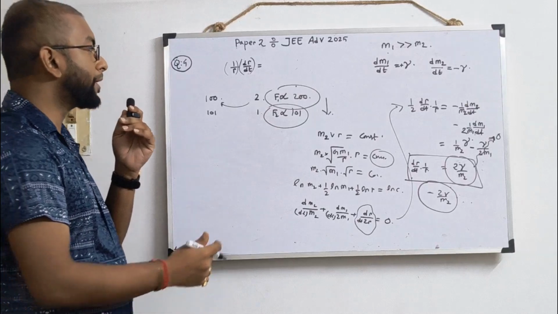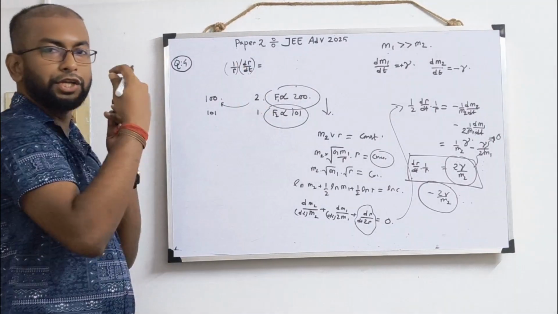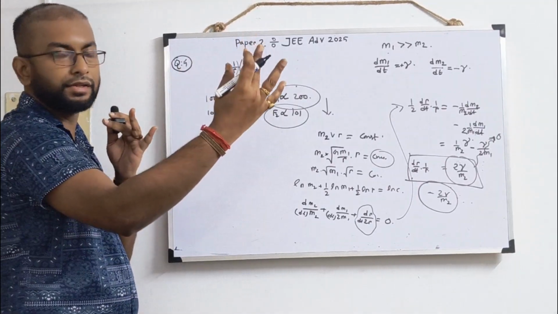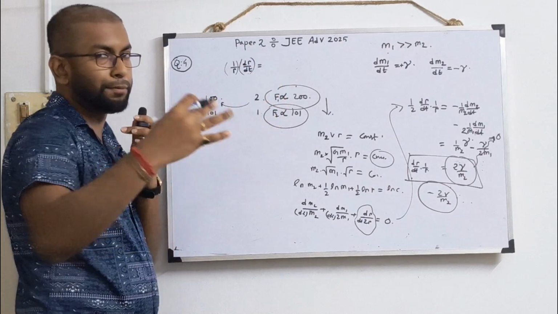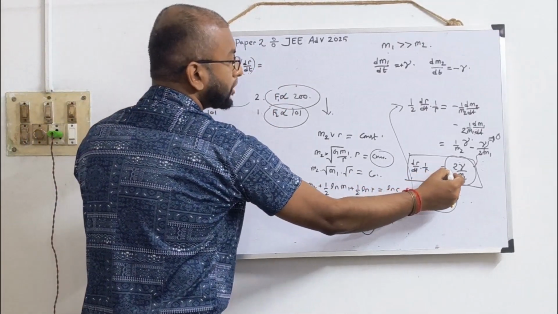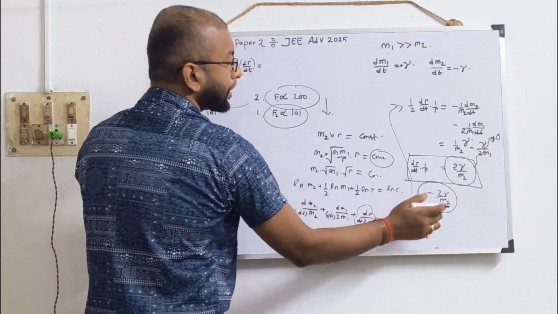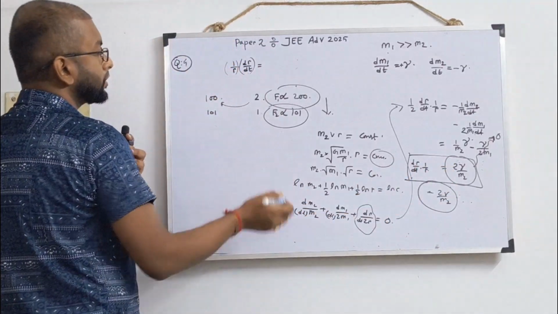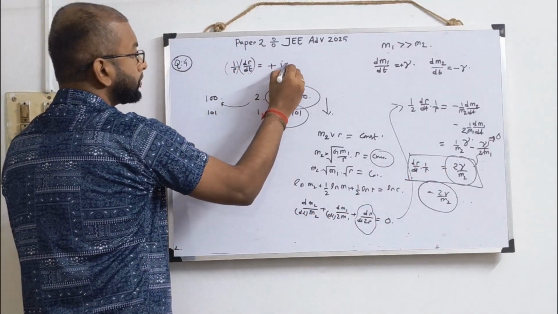So as the force of attraction between them is decreasing, the distance between them should increase. So the dr/dt term should be positive. So ultimately we are getting the positive answer only, but in the question it is given as minus, so it is not a correct answer. So it should be positive.